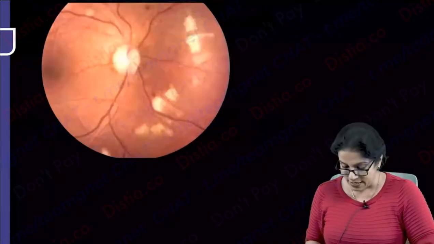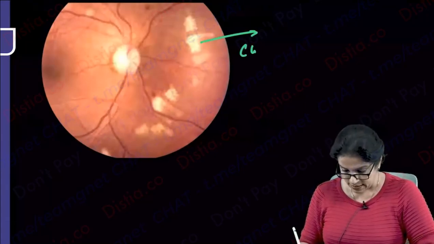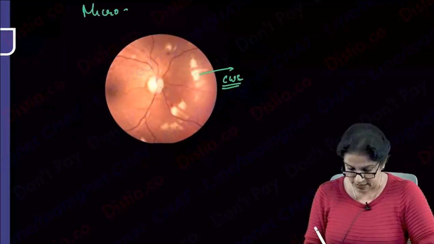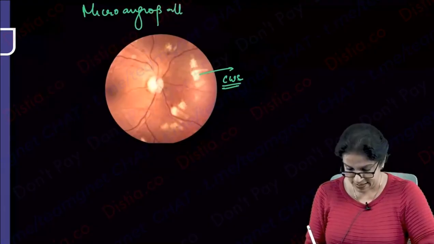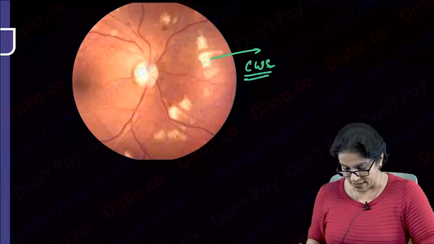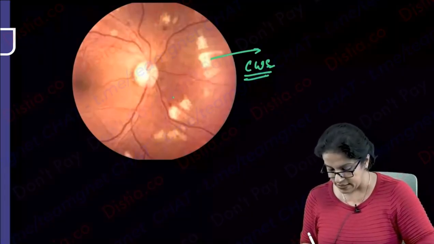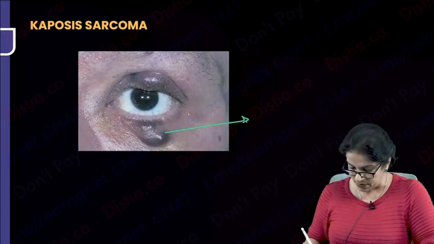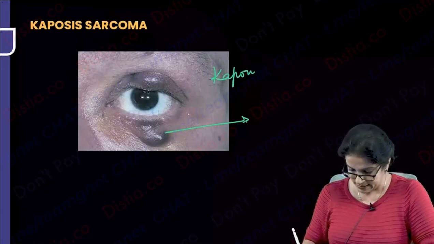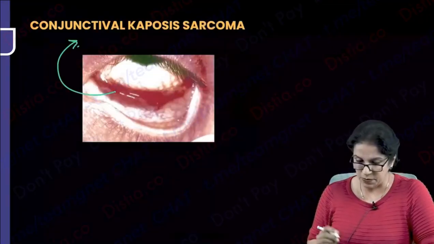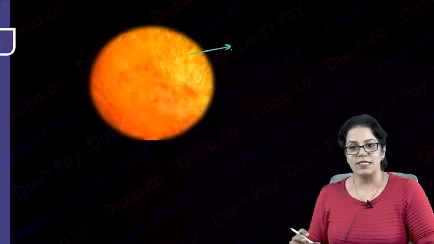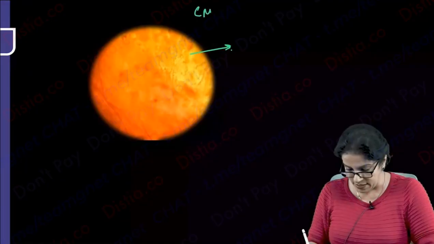Let's see, have a look. These are the cotton wool spots as a part of microangiopathy in HIV. And what we can see here are the cotton wool spots. I can even see some blot hemorrhages here. This is your Kaposi sarcoma, again conjunctival Kaposi sarcoma of HIV. And this is what I am talking about. If you look here, this mottled appearance, which is also called pizza pie appearance, this is CMV retinitis.